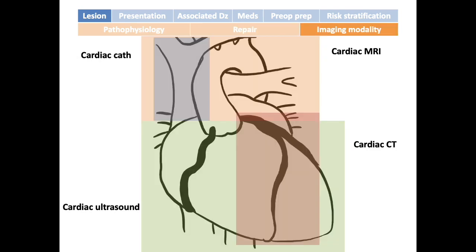To understand the lesion, one also has to review the cardiac imaging. The four main modalities are cardiac ultrasound, cardiac catheterization, cardiac MRI, and ECG-gated cardiac computed tomography. Each form of imaging modality has its own advantages and disadvantages. This is expounded upon in the third lecture on cardiac imaging.